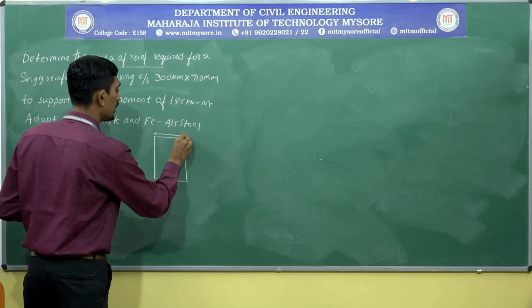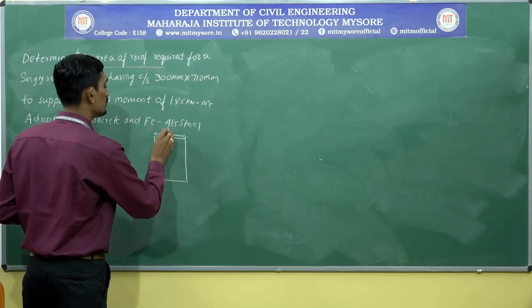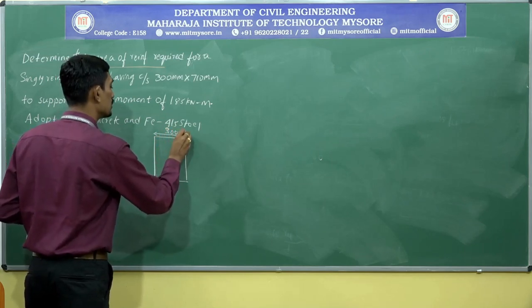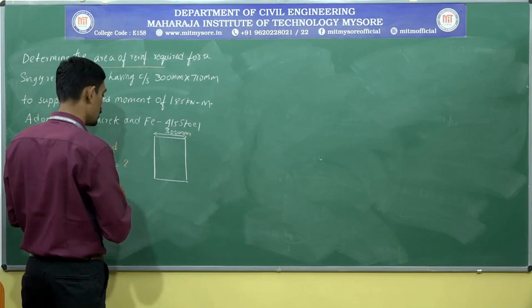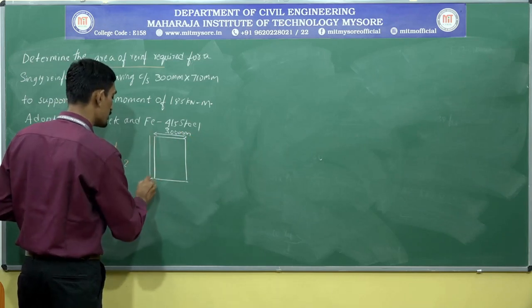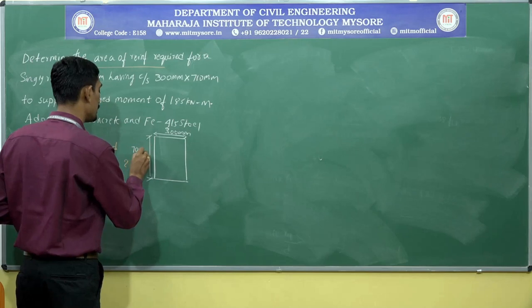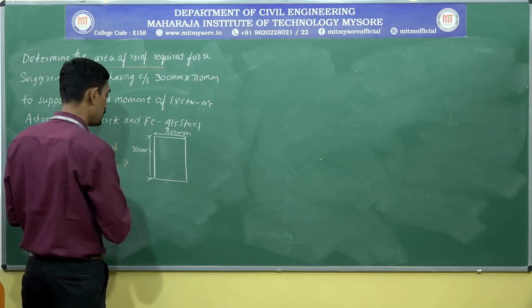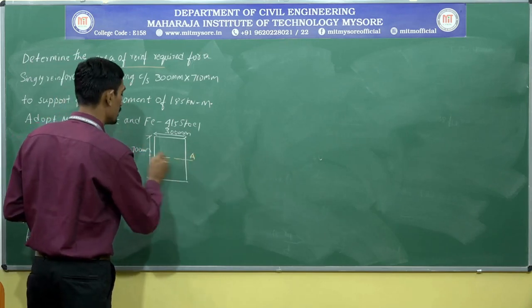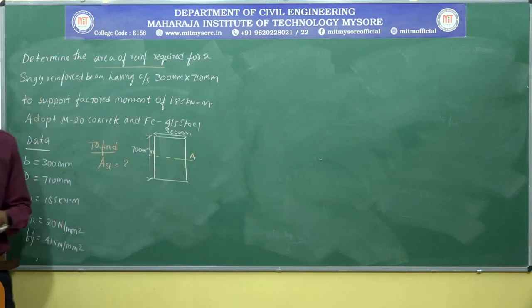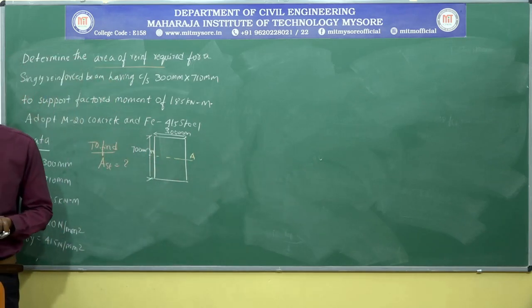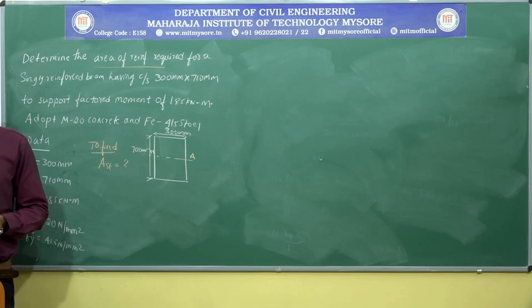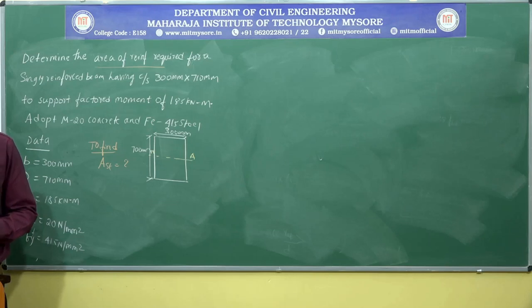Okay. This is 300 millimeter, and then overall depth 700 millimeter. This will be your neutral axis. Okay. Next, once again, we require effective depth. Okay. How to find out effective depth?